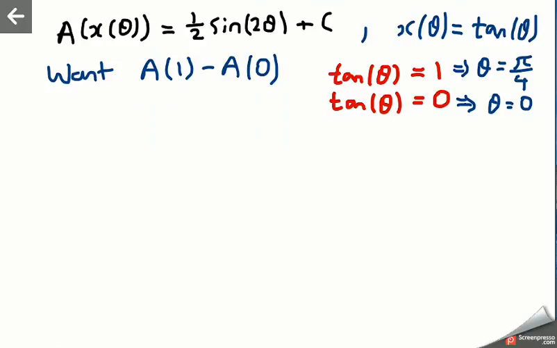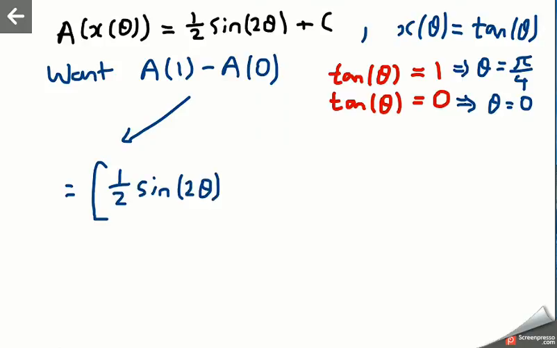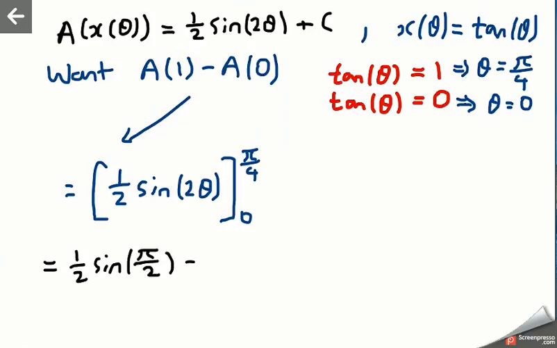So therefore, A of 1 minus A of 0 is actually equal to 1/2 of sine of 2 theta. Don't need the plus C because that's going to cancel out. And we're going from theta equals 0 to theta equals pi over 4. And that is equal to 1/2 of sine of 2 times pi over 4. Well, that's just pi over 2. Minus 1/2 of sine of 2 times 0. Well, that's just 0.